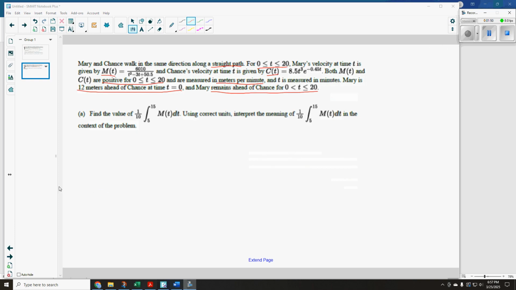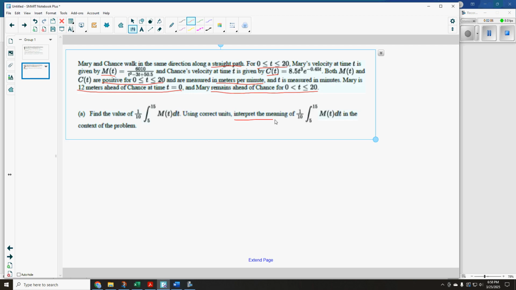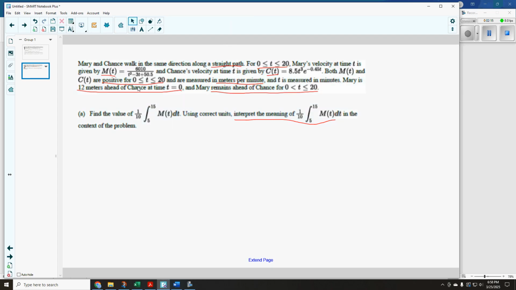So looking at this, I'm trying to figure out what it is exactly they're asking me. They say, find the value of 1/10 the integral 5 to 15 of m of t dt. So that's Mary's velocity. Using correct units, interpret the meaning of this. That's the difficult part of it. Finding the actual integral right there, especially since we're allowed to use our calculator, should be a piece of cake. But what does this mean? Why are we trying to do that?